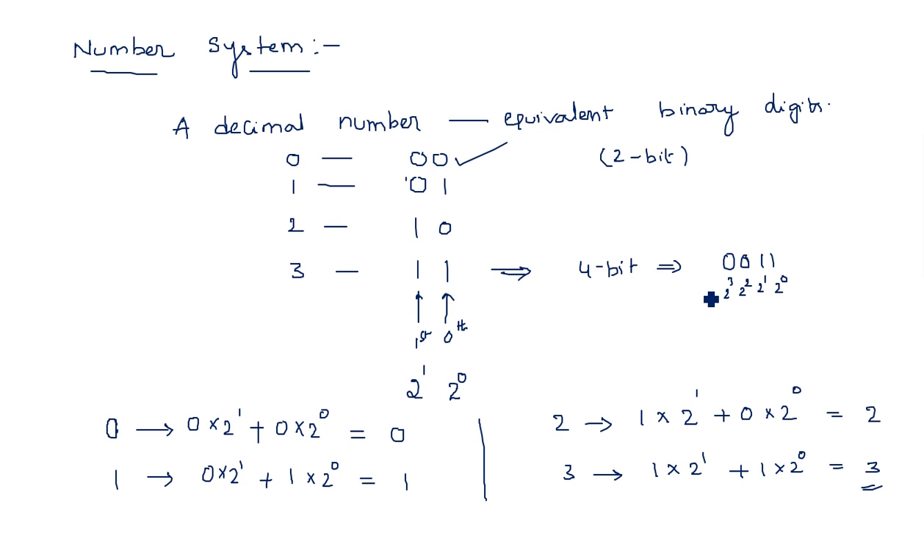Such types of numbers we represent in terms of their equivalent numbers. In binary data, we take powers of 2. In hexadecimal, we take powers of 16. In octal numbers, we take powers of 8. Whatever the number system, the corresponding power will come. In decimal, it is base 10, so we take 10 power 0, 10 power 1 and so on.